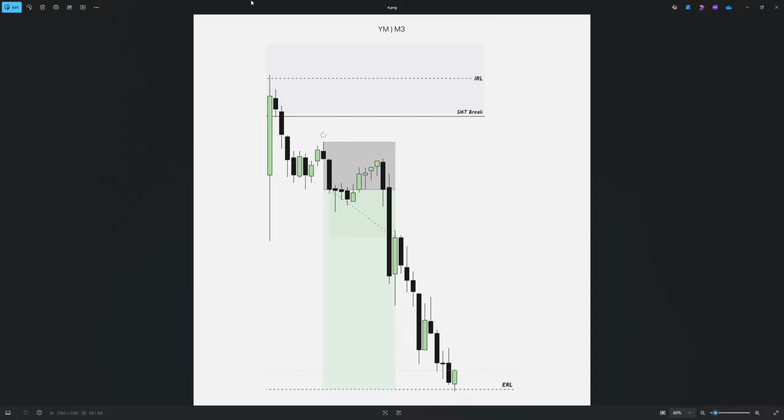If you can read and decipher phases of price on the lower time frames, you can do it on the higher time frames. If you can read and decipher phases of price on the higher time frames, you can do it on the lower time frames. So this is something that I've been doing now, deciphering phases of price.